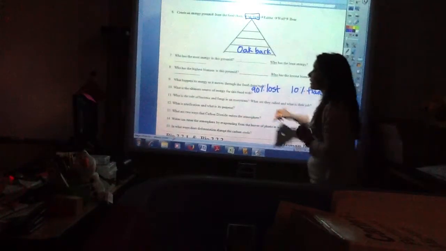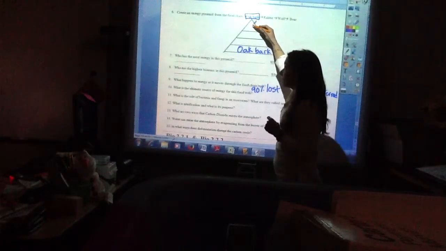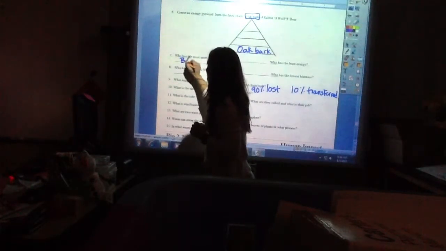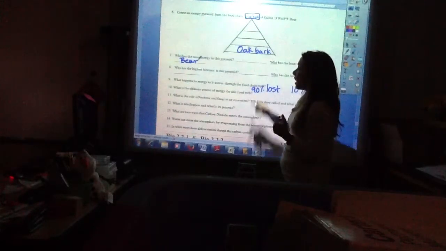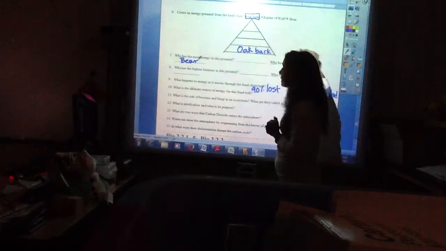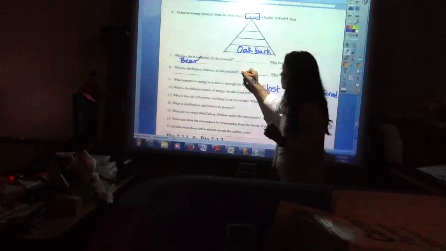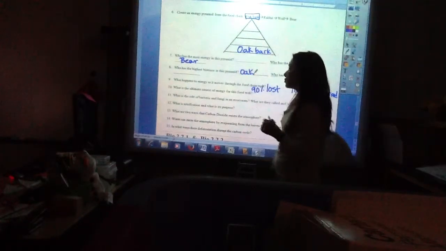And so the least amount of energy is going to be up here, at our bear, and the most amount of energy is, again, at the bottom. The highest biomass, again, the pyramid is really helpful. So the highest biomass, meaning how many organisms can we support, that is going to be the oak trees.